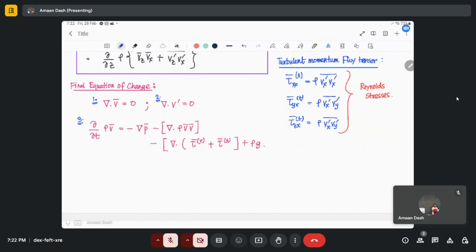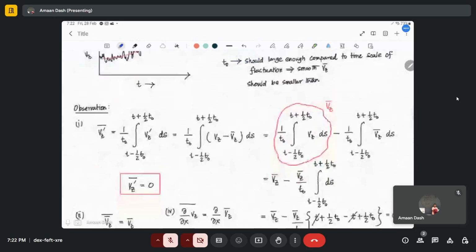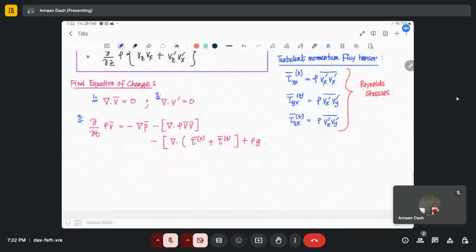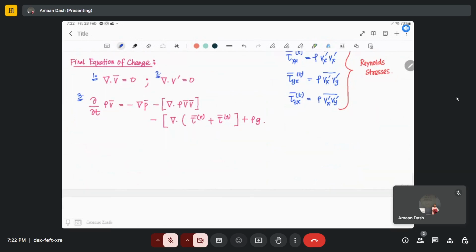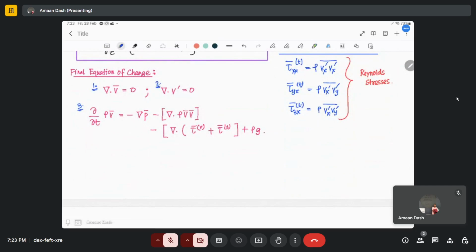So we can see that once we are considering this time smooth velocity, we can use the same expressions for continuity, but instead of velocity, we have to substitute the time smooth velocity value. And similarly, for the equation of change, velocity can be replaced with time smooth velocity, pressure with time smooth pressure. And instead of the stress, we have to add two terms: one for the viscous momentum flux and one for this fluctuation that is coming from the turbulent flow.